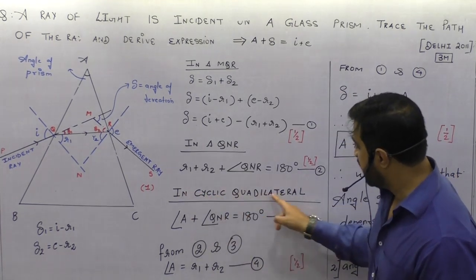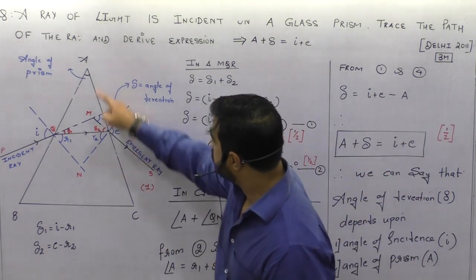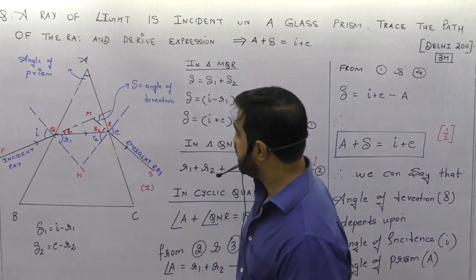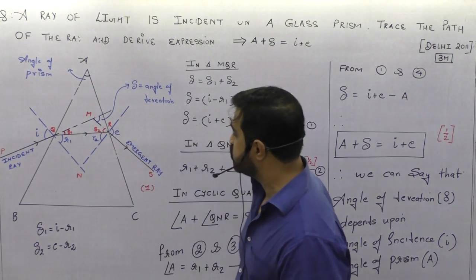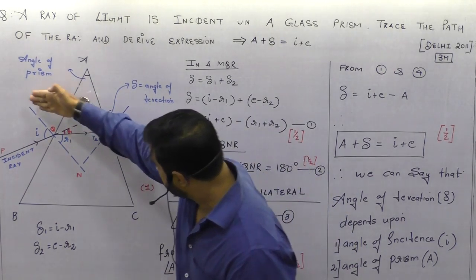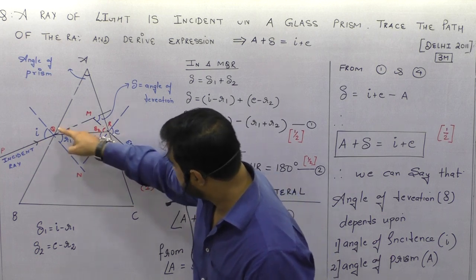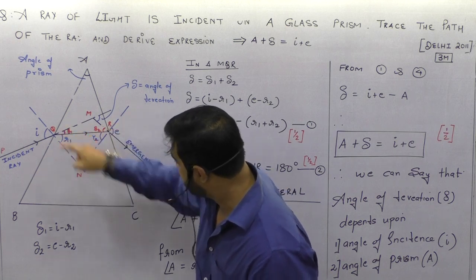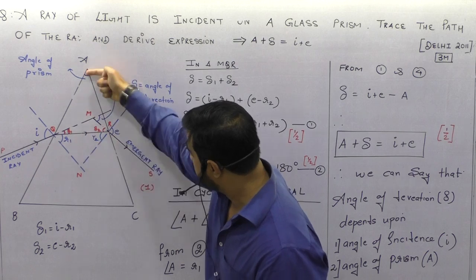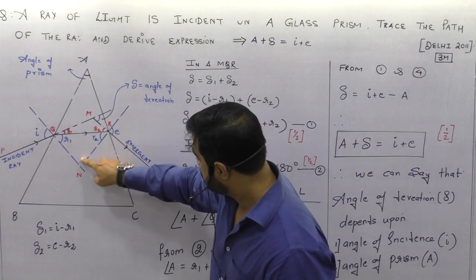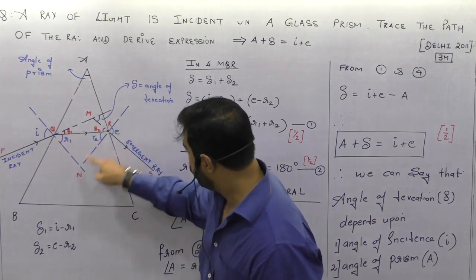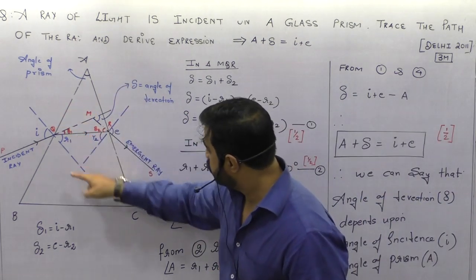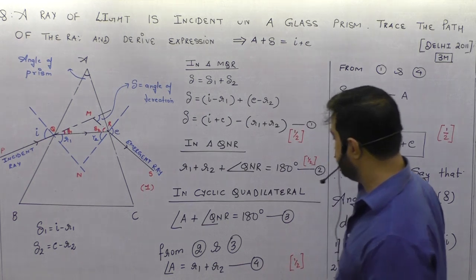Third thing, in a cyclic quadrilateral, where is the cyclic quadrilateral? We can see the cyclic quadrilateral AQNR. In a cyclic quadrilateral, the opposite angles add up to how much? 180. So if this is the normal, with this angle, this will be 90, and this is the normal with this angle, it will be 90. So 90 plus 90 is 180. So these two angles of the cyclic quadrilateral will also add up to 180, this and this. So can I say angle A plus angle QNR is adding up to 180? In the cyclic quadrilateral AQNR, A plus QNR is 180.